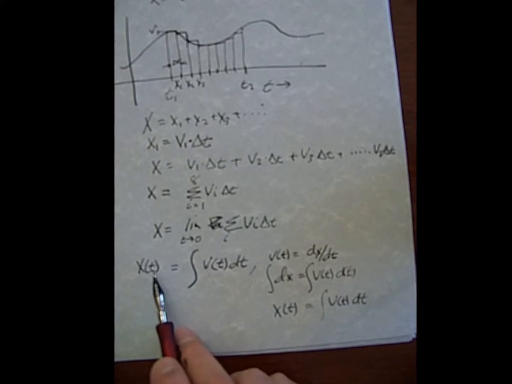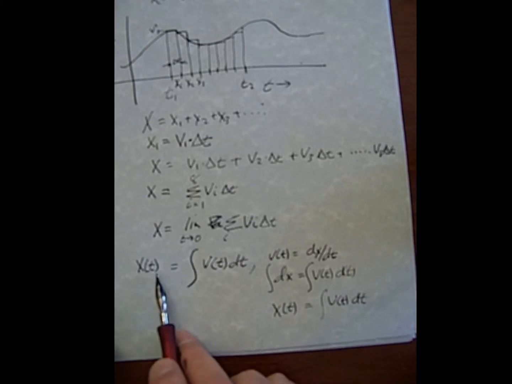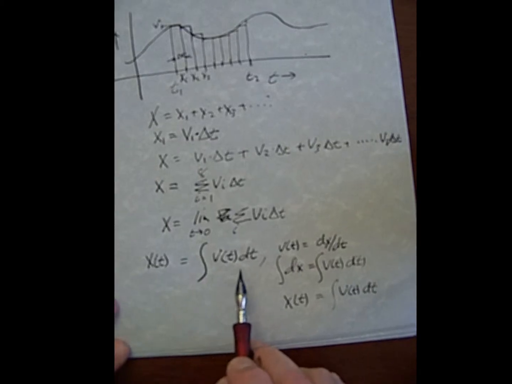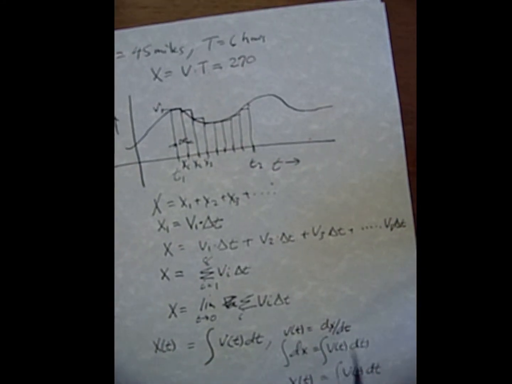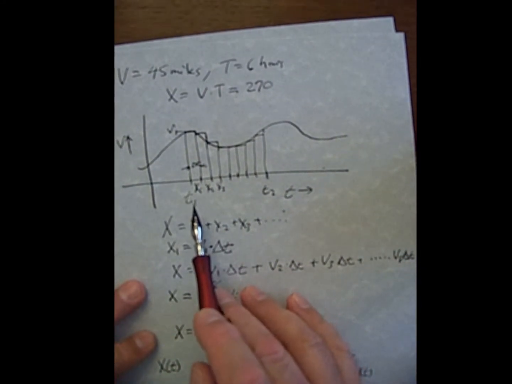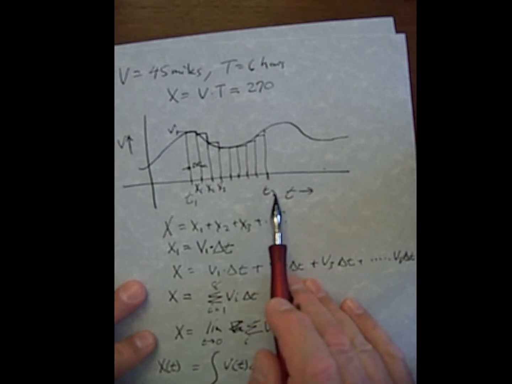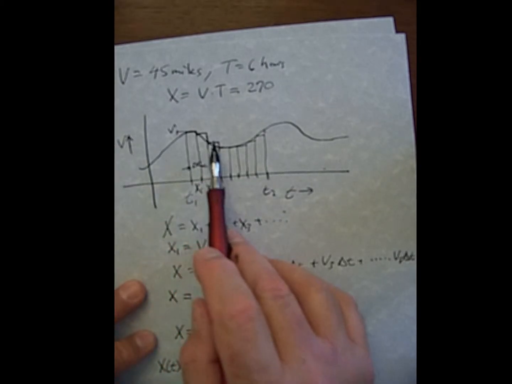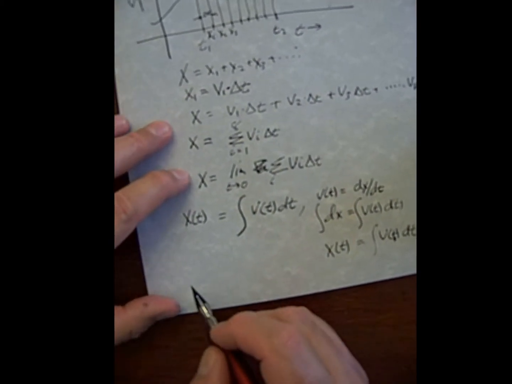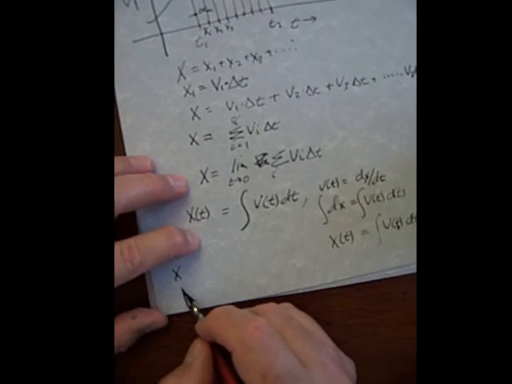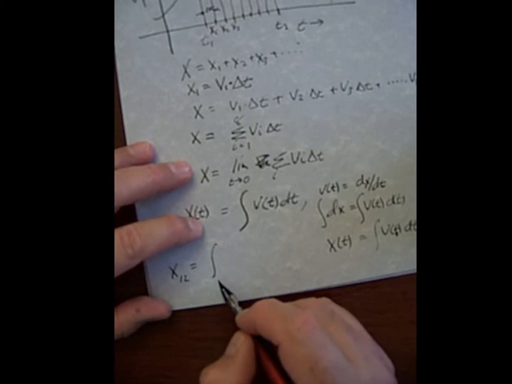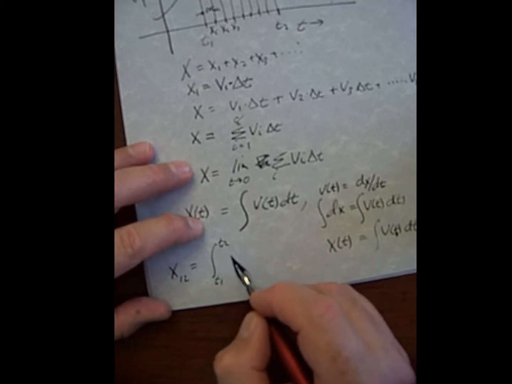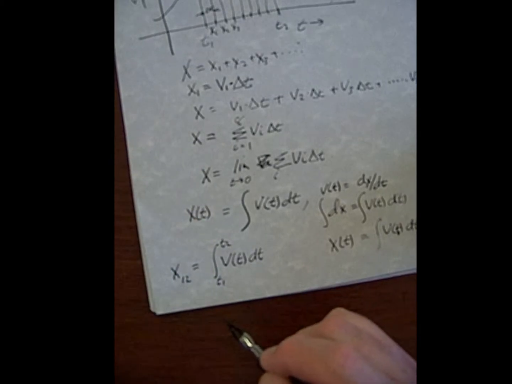Now, this is the instantaneous position, x of t. X varies with your velocity and with time. If I wanted to know a particular distance, in this case, the total distance between t1 and t2, as v varies with time, then I could say x from 1 to 2 is equal to the integral from t1 to t2 of v sub t d sub t.